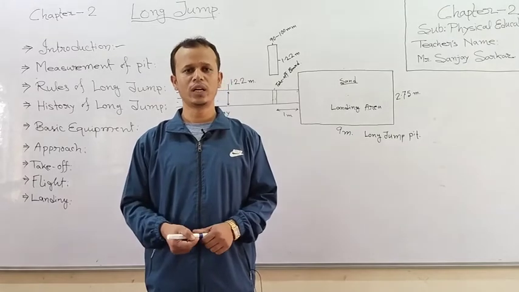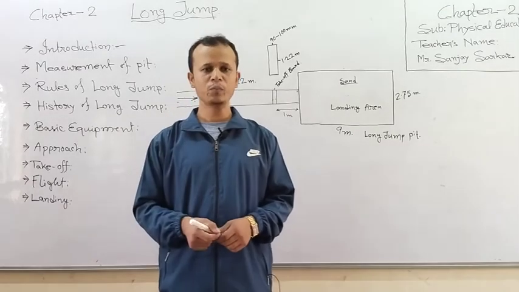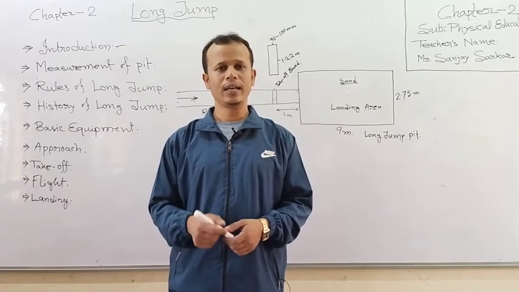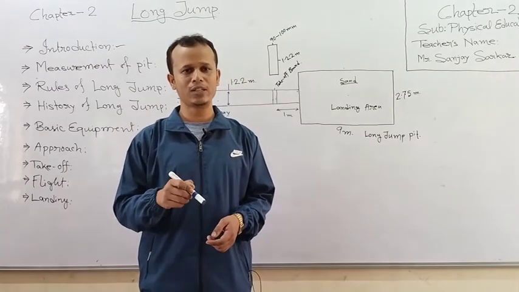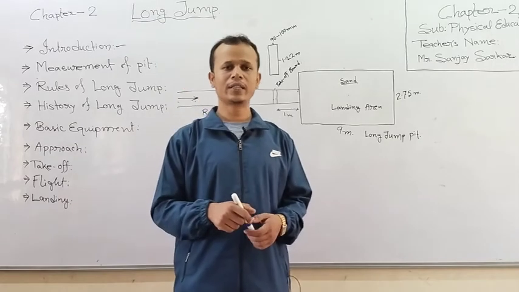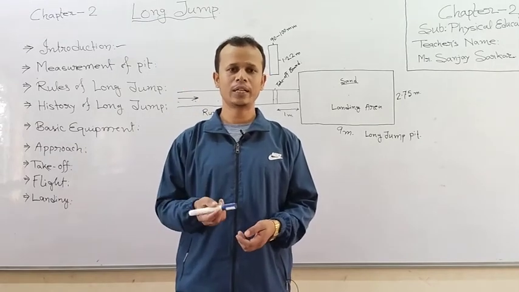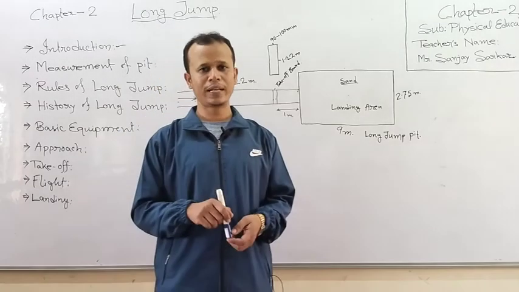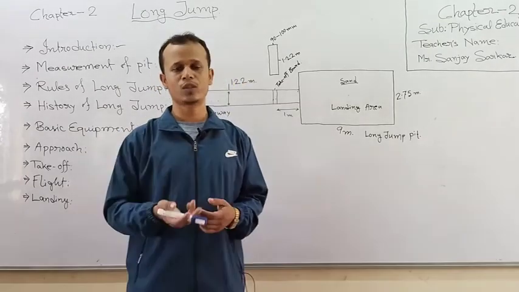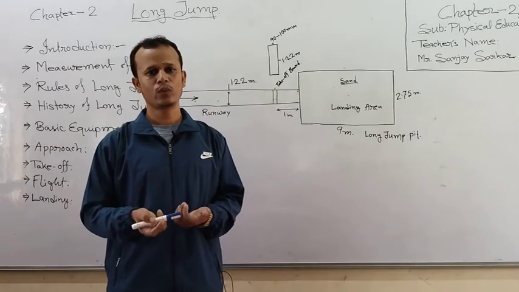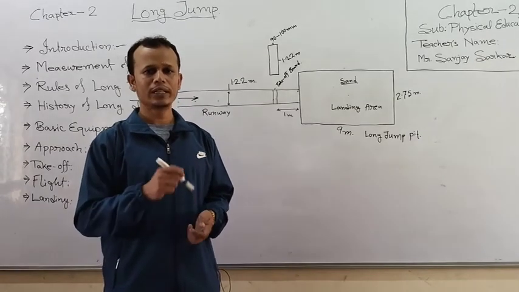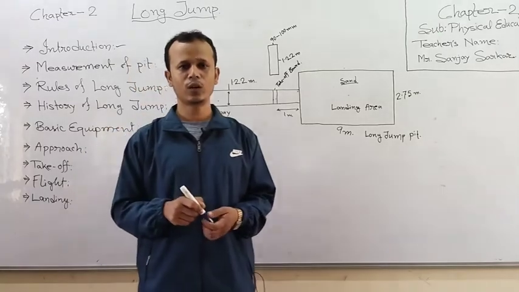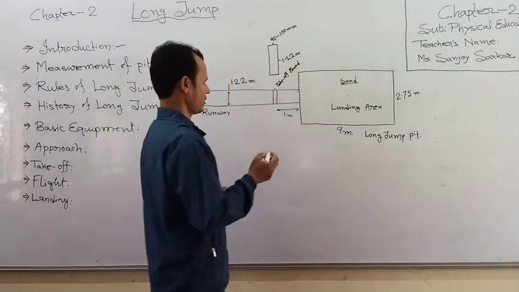Today we are going to learn the long jump. Long jump is an individual track and field event. An athlete has to cover a distance by running, and after that he has to take off from a specified place, and after that he has to flatten his body, and then make a landing. It will be measured from the takeoff point to the landing point. That will be the measuring score.